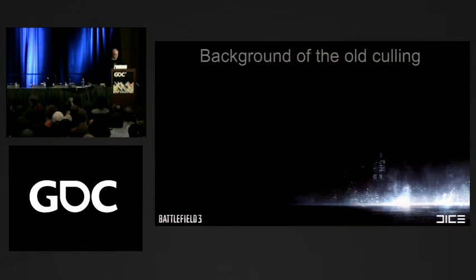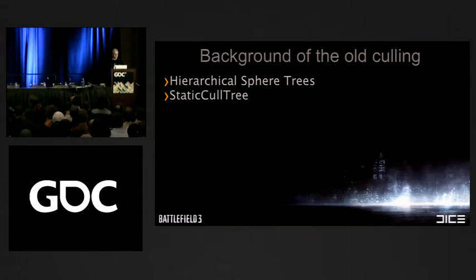So, first, an overview of the old culling system. The old culling system was based on hierarchical sphere trees. So we had first one static cull tree that was generated offline. Then we had the dynamic cull tree that was updated at runtime.